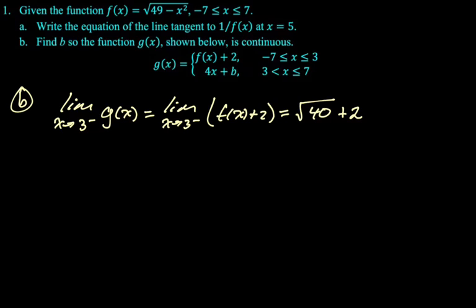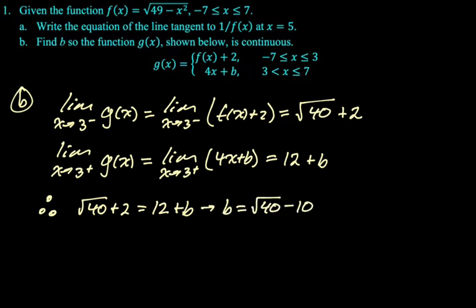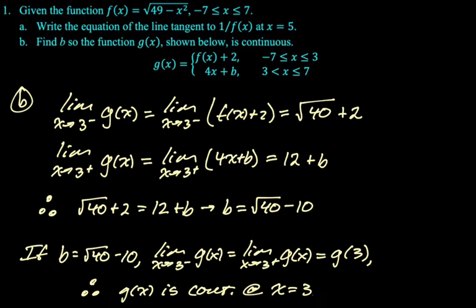That's the value. All right, we got to take the limit as x approaches 3 from the right of g of x. When you're to the right of 3, you're between 3 and 7, so 4x plus b. And we can just sub in 3, so we're going to get 12 plus b. So for this thing to be continuous, we need the limit from the left equal limit from the right. So we need this to be true. And then we just solve for b. So b is root 40 minus 10. And then I like to write a statement that shows that I've actually done what I set out to do. So I'm going to say, if b is root 40 minus 10, then the limit from the left equals the limit from the right equals the value of the function, and therefore g of x is continuous at x equals 3. And that's it.